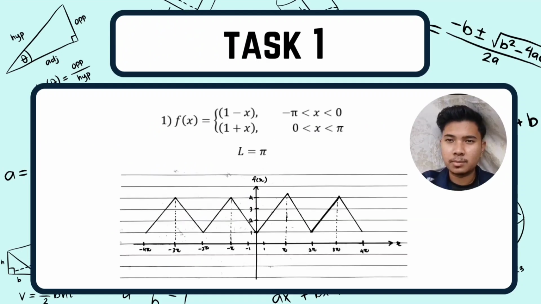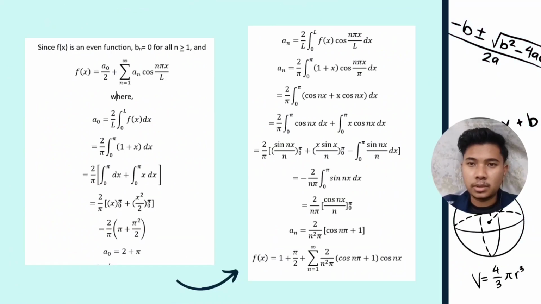Assalamualaikum, my name is Muhammad Fidaus bin Muhammad Jeffrey, and I will be presenting on task 1, which consists of 3 questions. So the first question is this one. Based on the graph plotted, we can see that the function is symmetry on the y-axis, so the function is an even function. So this is the solution for question number 1. Since f(x) is an even function, the value of Bn is equal to 0 for all values of n more than or equal to 1.